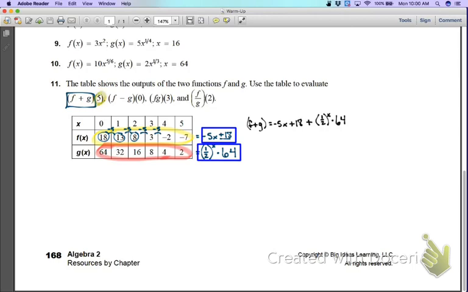So I'm going to take negative 5 times 5, or I can just go to my table and look that when x is 5, I'm going to have negative 7, plus 2, and it's going to give me my value. I'm going to do the same thing when f minus g. So when everything is x, I'm going to take 18 minus 64.